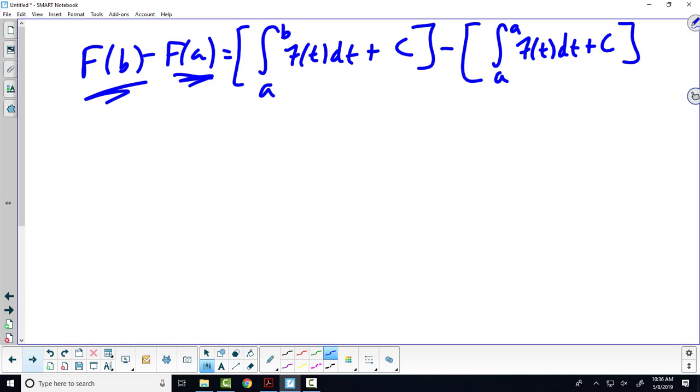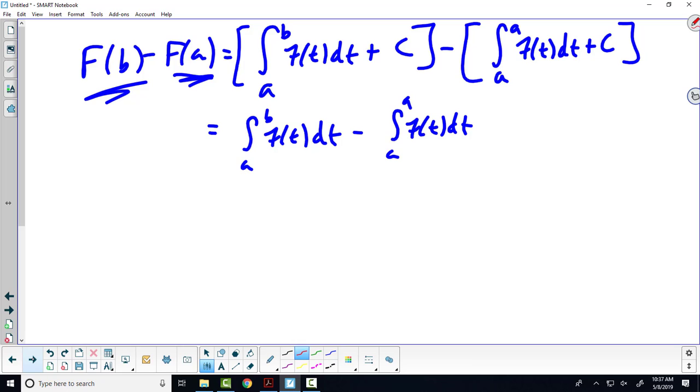What happens to those two plus c's? Cancel, which is why we've never had to worry about the plus c when we use the fundamental theorem part 2 for definite integrals. Okay. So what am I left with? Well, I'm left with the integral from a to b of f of t dt minus the integral from a to a of f of t dt. But what is the integral from a to a? 0. It's 0. So what am I left with? The integral from a to b of f of t dt.